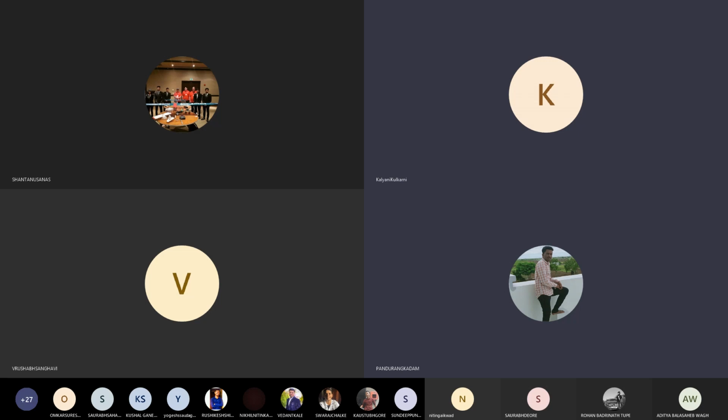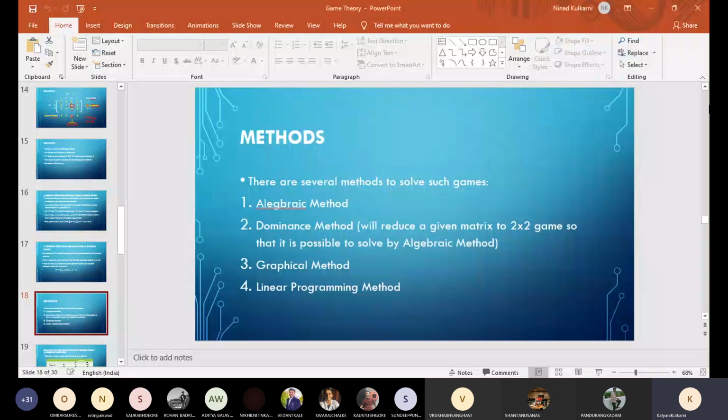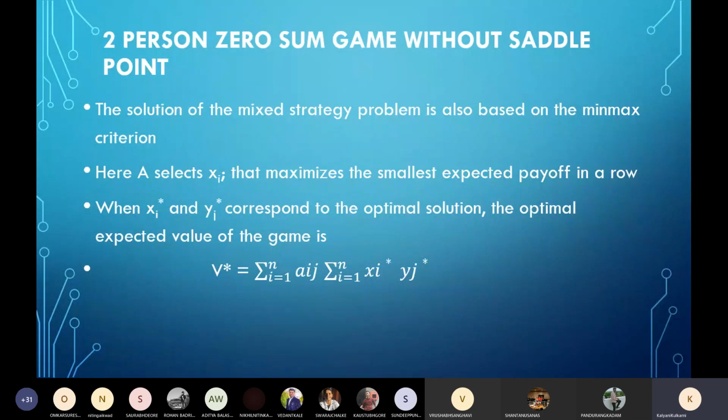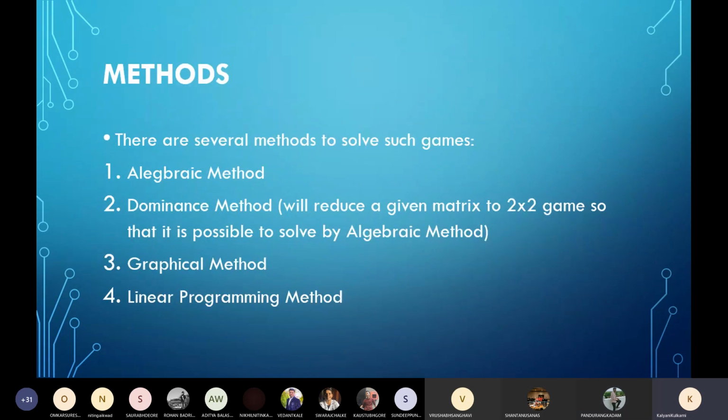Sorry, I did not share the screen. Just a minute. Okay, now is it visible? Yes. So this you have written, all of you. This was the last point, V star. Have all of you written this? Yes, ma'am. So yes, we have 4 methods in all.